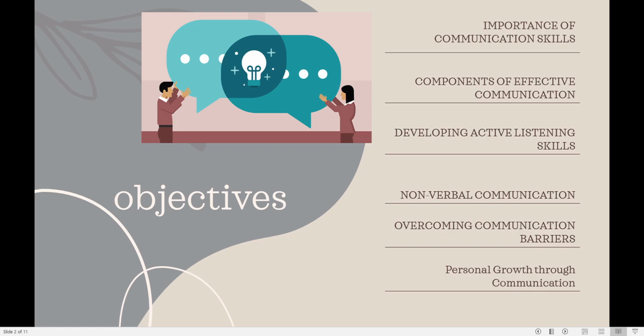Then, components of effective communication. What all do we need to learn? What all do we need to have to communicate effectively with others? What is that art? Then we will learn developing active listening skills.